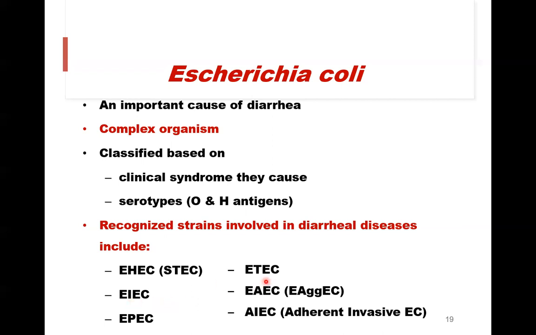Then we have enterotoxigenic. So from the name, how will the patient present? Diarrhea. Watery diarrhea, very good. Then we have enteroaggregative E. coli. Yeah, they're forming clumps. So how do you think the patient will present?